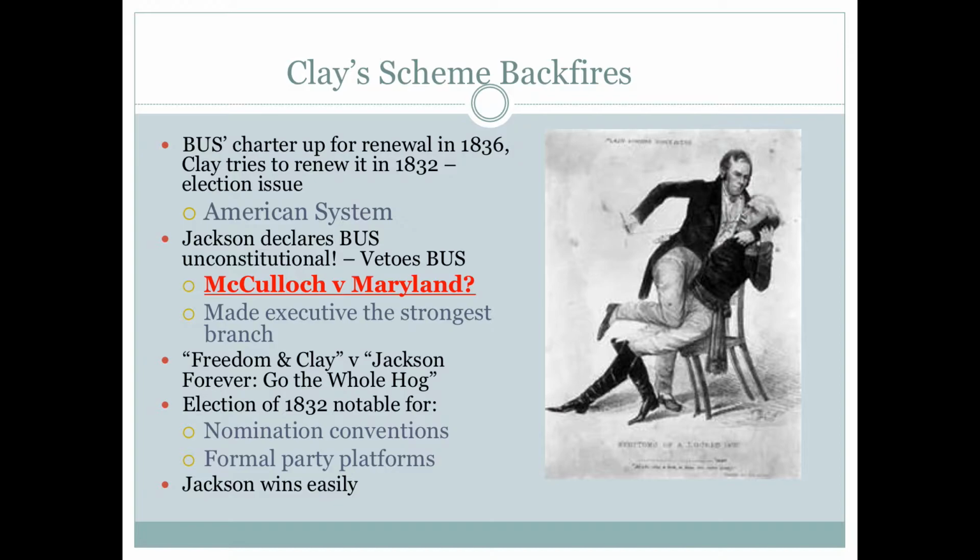On the other side, what if Jackson decides, okay, let the BUS go through? Then Clay can also use that against him as well, because he gets a lot of votes from the South and the West and can say, look, this is a guy that you're supporting, but he likes the bank. So Clay thinks he can get Jackson either way he goes. Well, it's not going to happen that way for Clay.